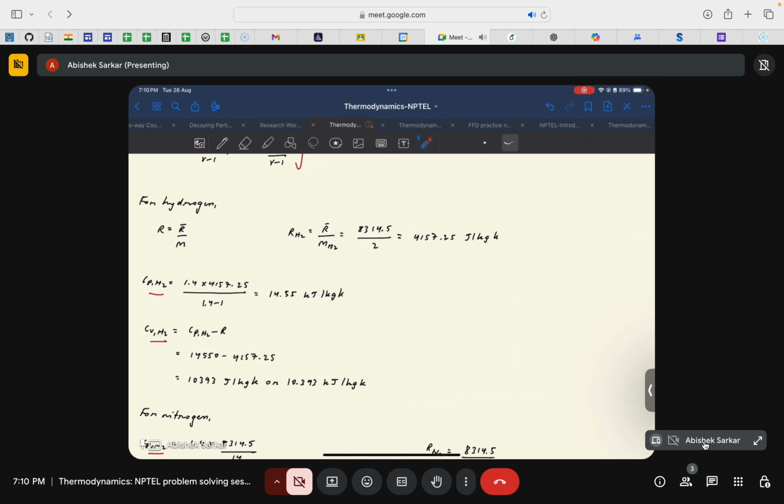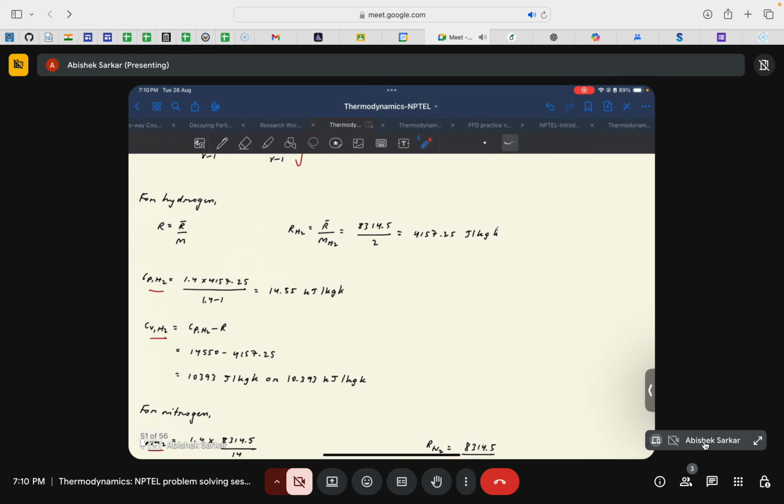Then Cv of hydrogen would be Cp of H2 minus R, because we know that Cp minus Cv equals R, or Cv would be Cp minus R. Okay, so Cv of H2 would be 14550 minus 4157.25, or Cv of H2 would be 10393 joule per kg Kelvin, or 10.393 kilojoule per kg Kelvin. One way to rectify whether your answer is correct or not is to see that Cp always has to be greater than your Cv for these gases.